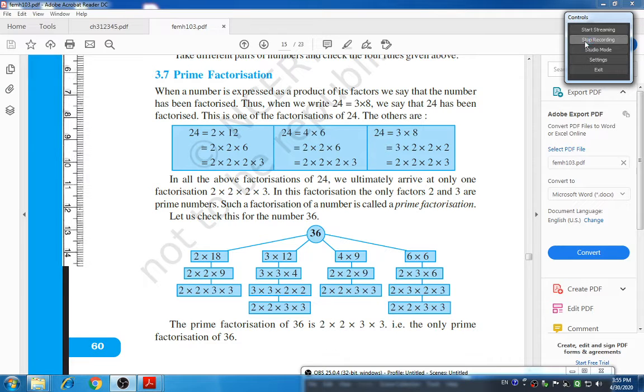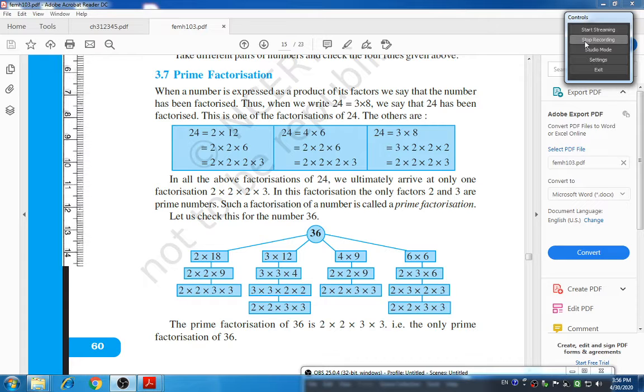Hello, 6th standard students. We have already started to learn our third topic of mathematics, that is Playing with Numbers. In this topic we have studied factors, multiples, prime numbers, composite numbers and different divisibility tests. Now in this video we are going to study prime factorization.